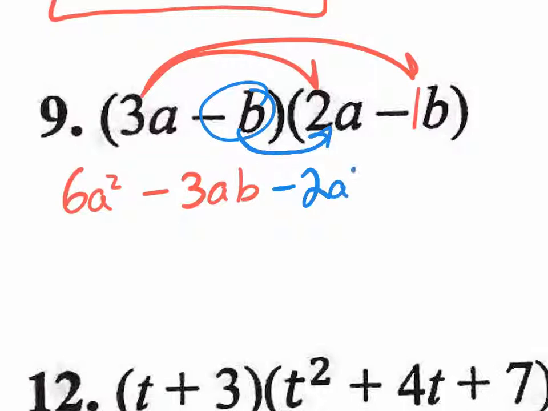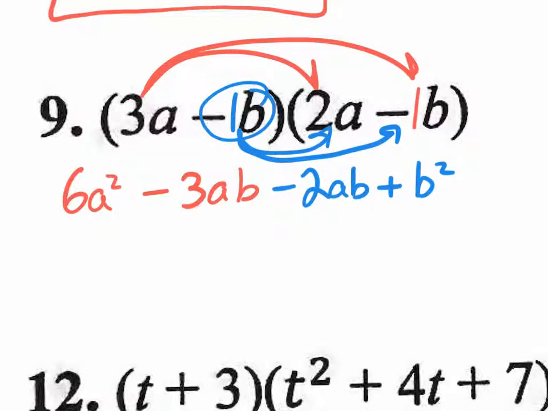AB. And some people say BA, but it's better to put your variables in alphabetical order, AB. And then -b times -1b, it's technically a -1b times a -1b. A negative times a negative is a positive b squared. You could put 1b squared, but you don't need to. I would just leave it b squared.